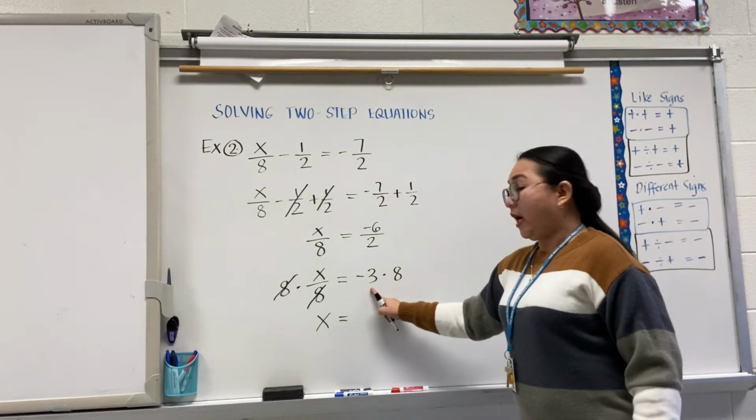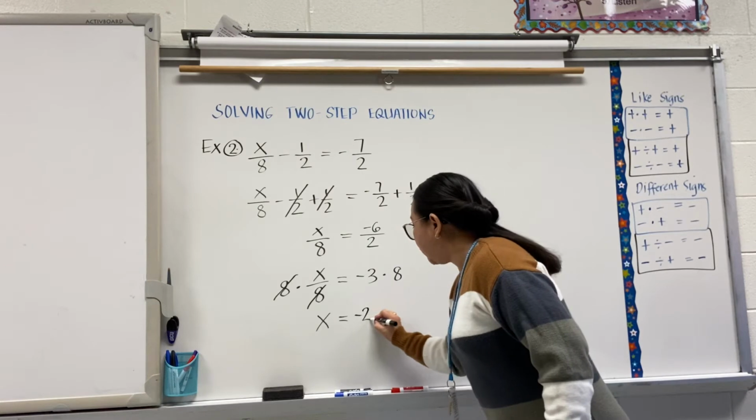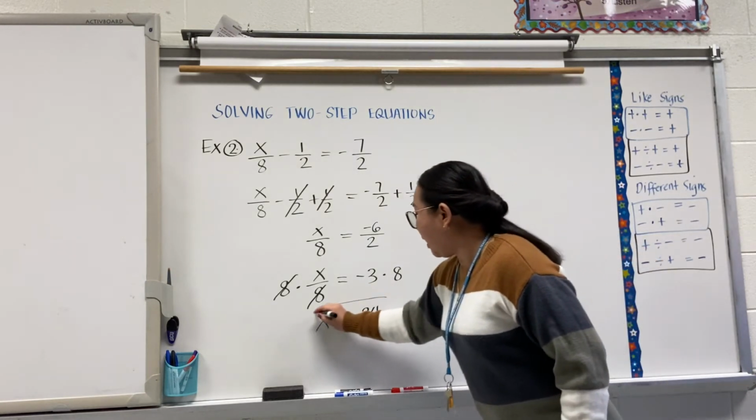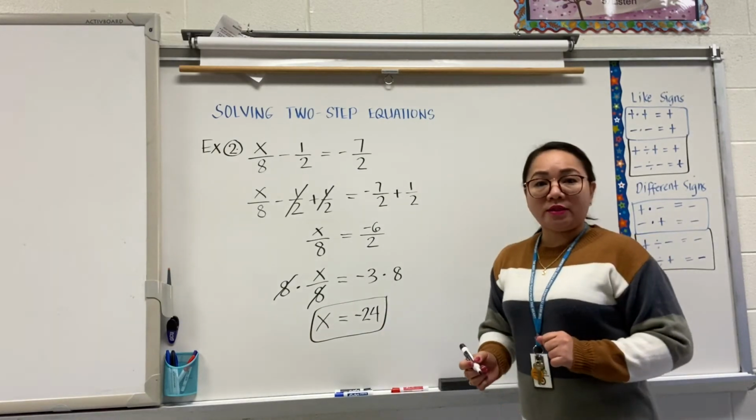So negative 3 times 8 will give you negative 24. It is negative because you are multiplying different signs. So your x here is negative 24. We can check if our answer is correct.